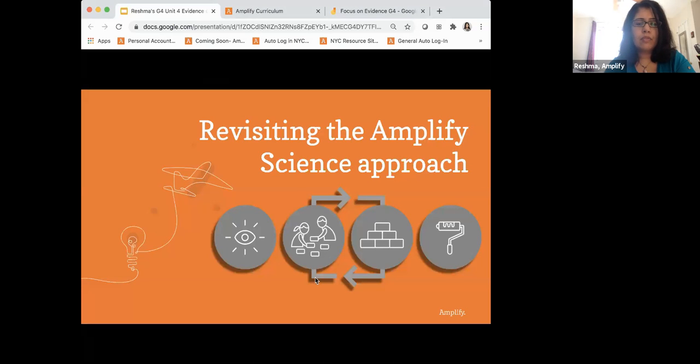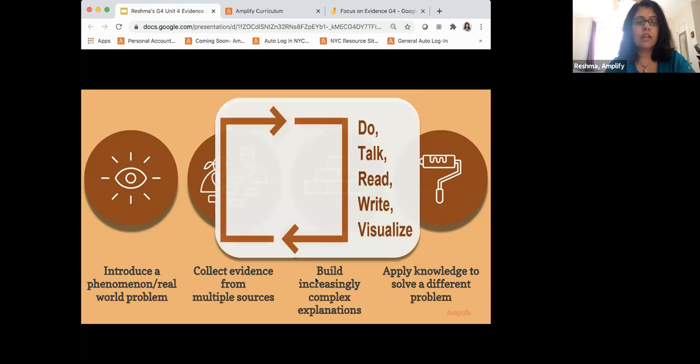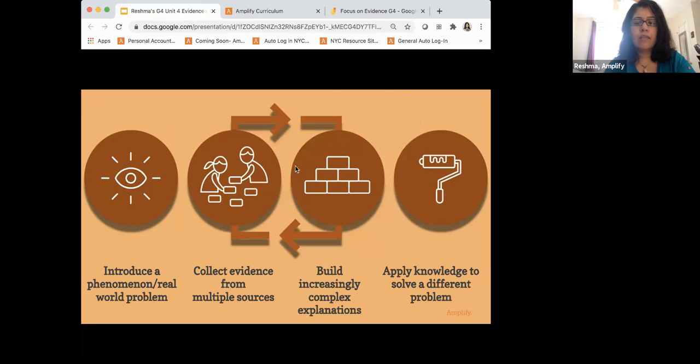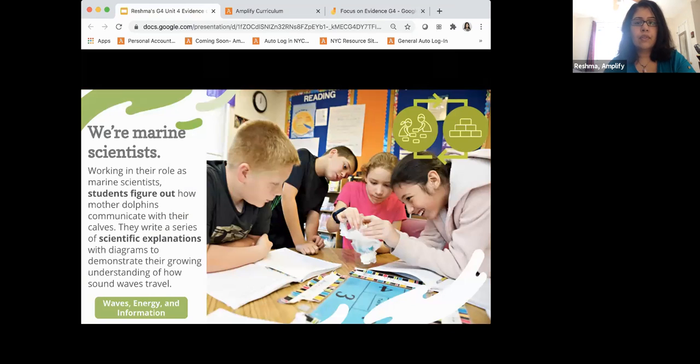We're going to do a brief review of the Amplify Science approach. If you recall, in Amplify Science, we begin by introducing a phenomenon, a real-world problem. Throughout the rest of the unit, students collect evidence from multiple sources. As they do that through doing, talking, reading, writing, and visualizing, they craft a more and more complex explanation of the unit phenomenon, and they do this in an iterative cycle. Very often towards the end of the unit, they're given an opportunity to apply their knowledge to solve a different problem. So this session today is focused on Unit 4.